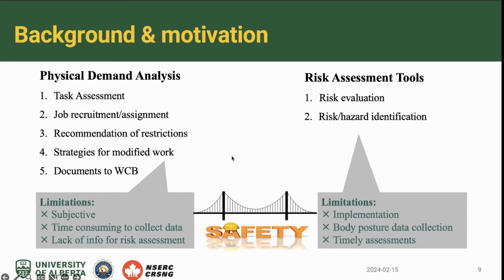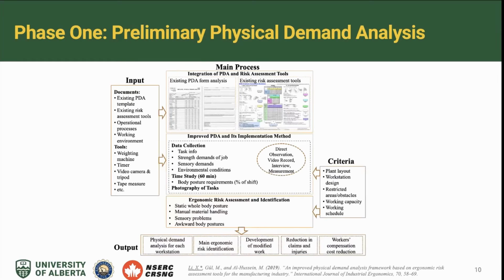What we want to do is to fill in the gap so that we can have a systematic physical demand analysis, and the information from the form can be directly used for the risk assessment tools. And then we can get a risk score there and take action from there. So from there, we propose a certain algorithm, which was already published in 2019, and starting linking the existing physical demand analysis form with the risk assessment tools.